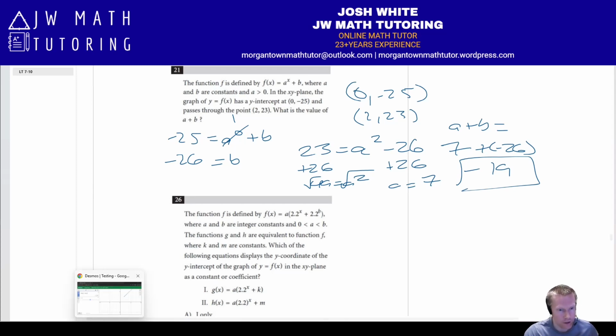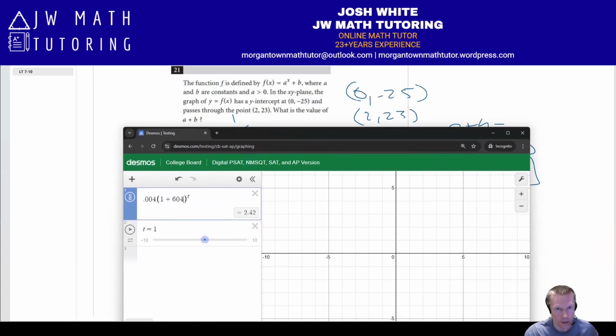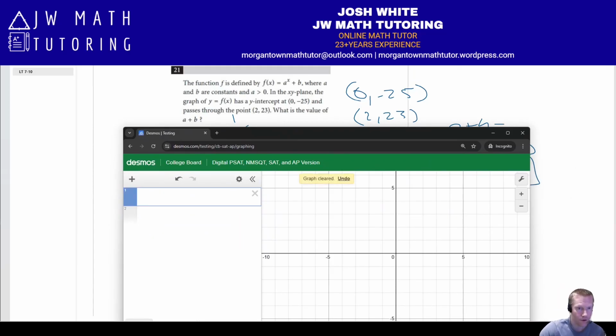Now, let's learn how to do this problem entirely in Desmos. So all we have to do is make a table.